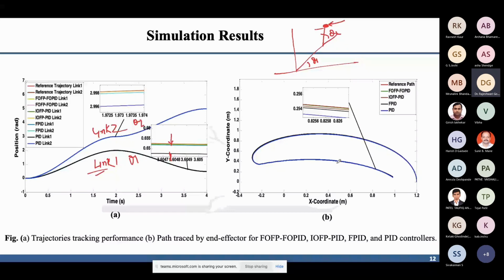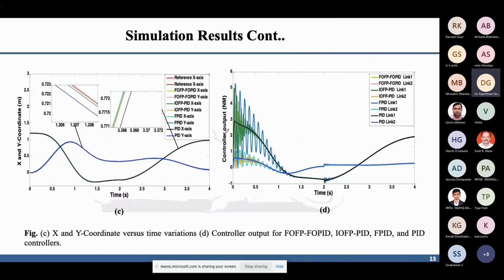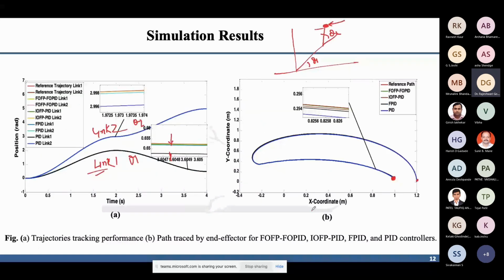Again, with the help of some mathematics, we can generate the path traced by the end effector. Suppose we want to lift some item from this location to this location by this route, then we have to give the trajectory in such a way. This is the x and y coordinate with time. That is your x coordinate, this is your y coordinate. How they vary with time is given with the help of this formula.